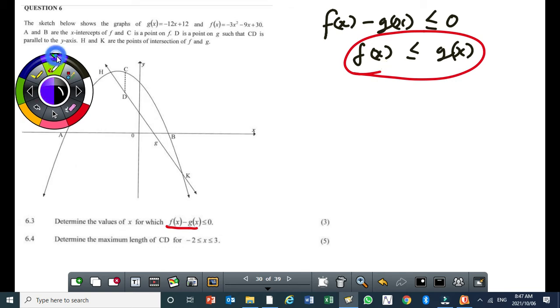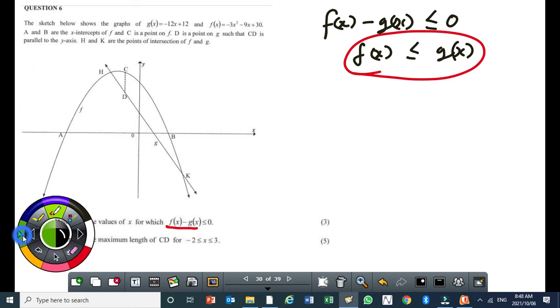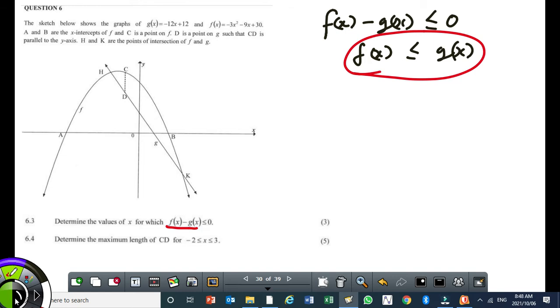Now, I'm sure at this stage you should know that if f of x is less than or equal to g of x, it means that the graph of g of x is going to be above the graph of f of x. Or you can say the graph of f of x is below the graph of g of x. So you just need to identify that interval where the linear is above the quadratic. That's all.